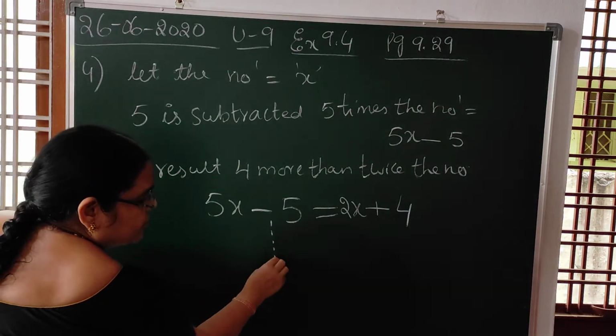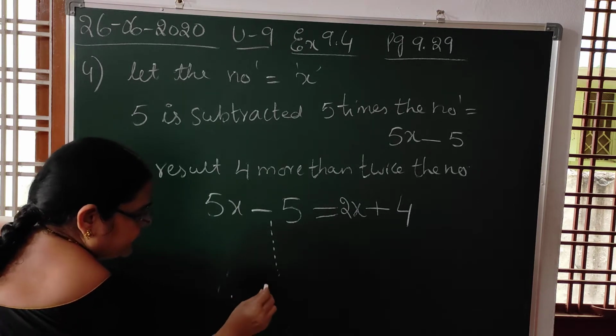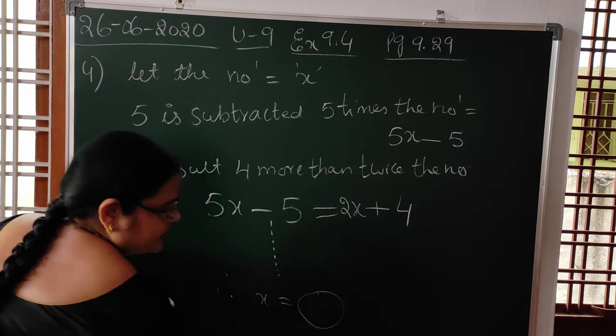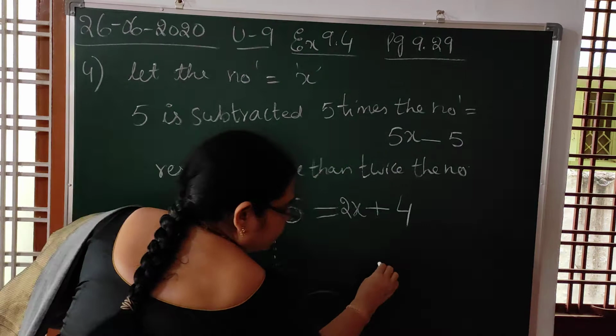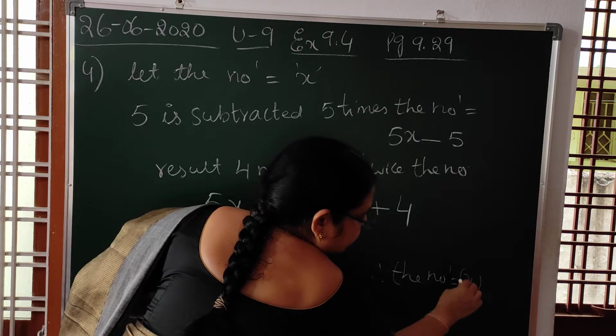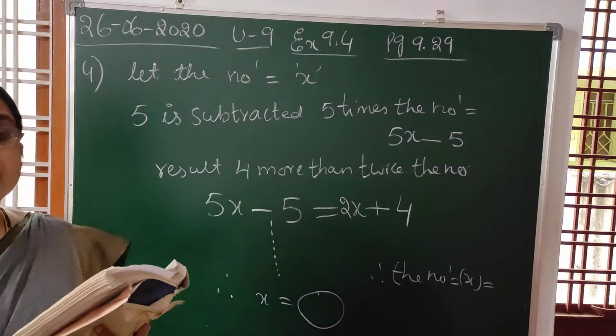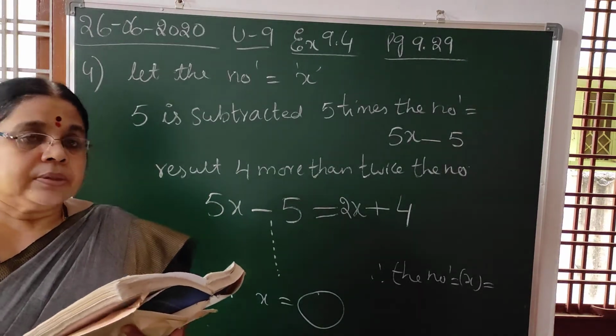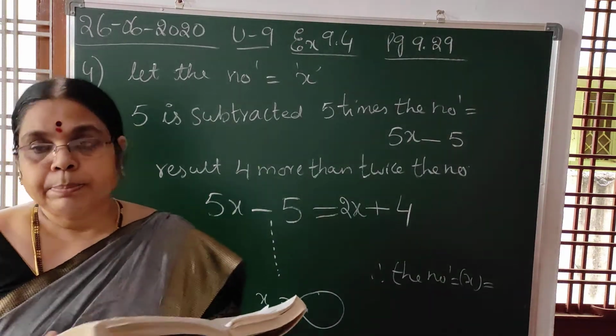So solve this equation. At the end you will get x is equal to something, isn't it? So therefore the number is the x value you got. So that is the number. This problem you have to complete.